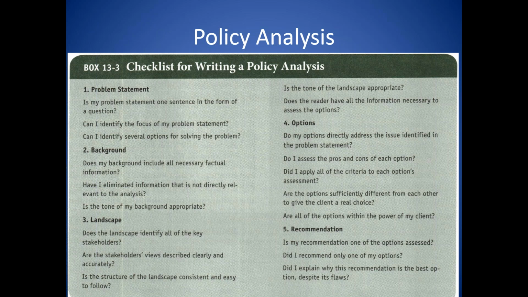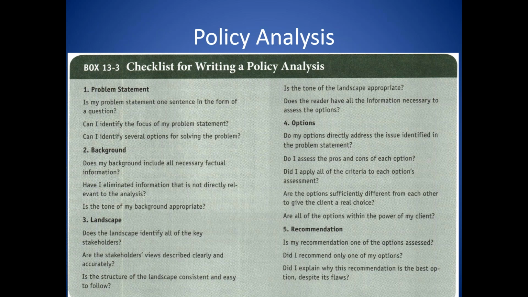Do my options directly address the issue identified in the problem statement? How do you stay germane to the issue? Do I assess pros and cons? What are the advantages and disadvantages of each option you've identified? Can you apply all of the criteria to each option in its assessment? How do you evaluate it? Are the options sufficiently different from each other to give the client a true choice, a real choice? Are all of the options within the power of the client?